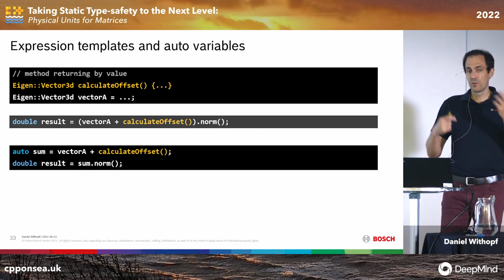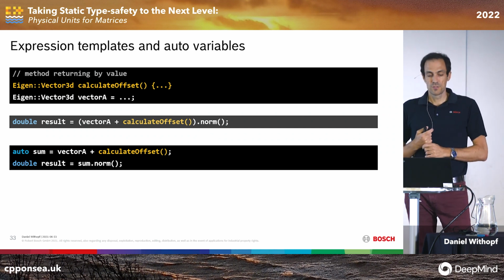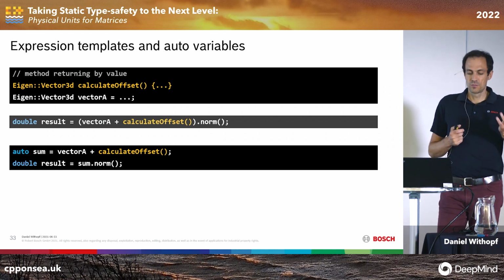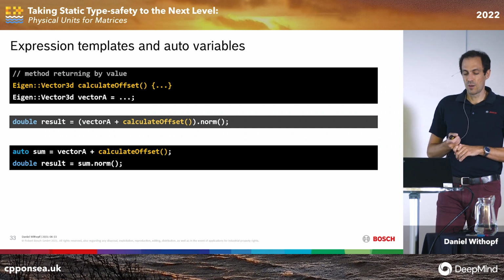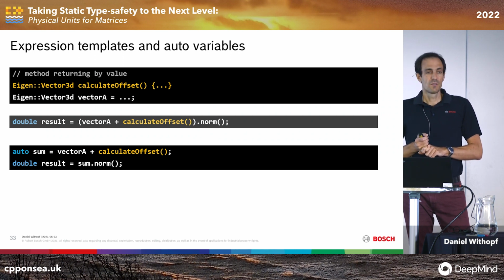If we pull that equation out into two parts, we first sum vector A plus calculateOffset. We assign that to a variable sum, and then on the next code line we call the norm method on that sum variable. Then we have a problem. Does anybody have an idea what is happening here?